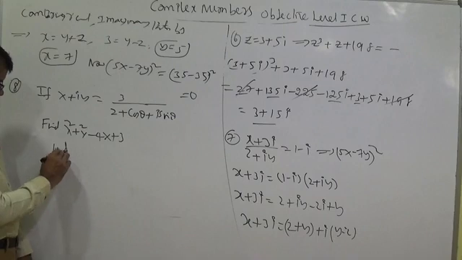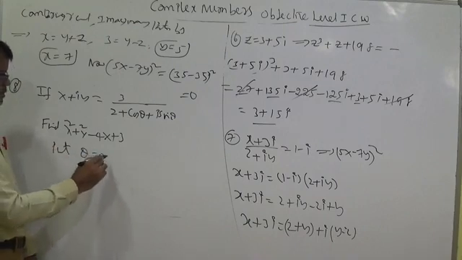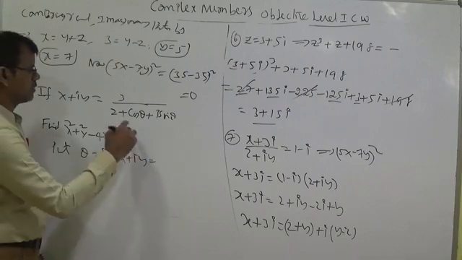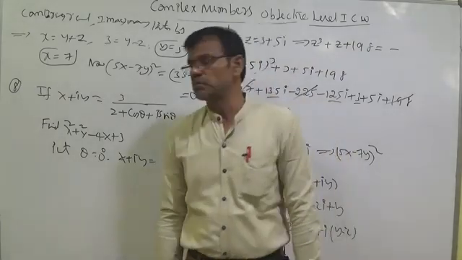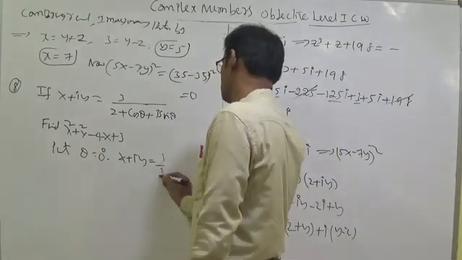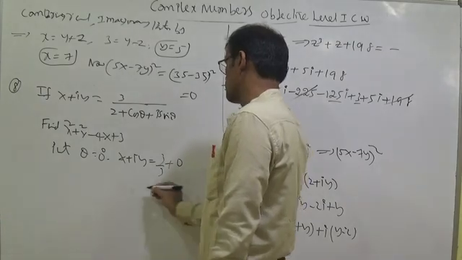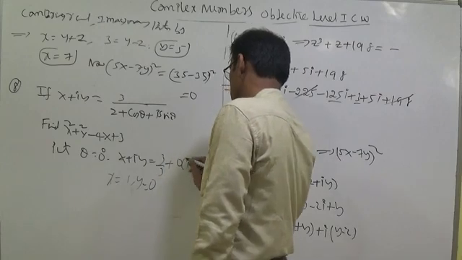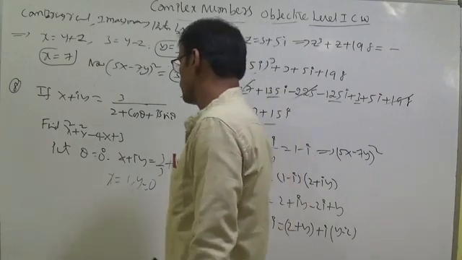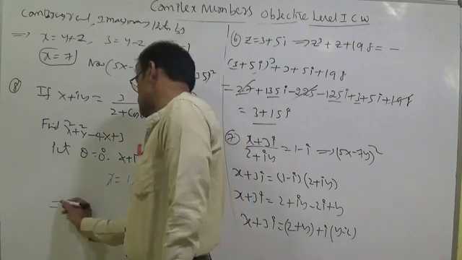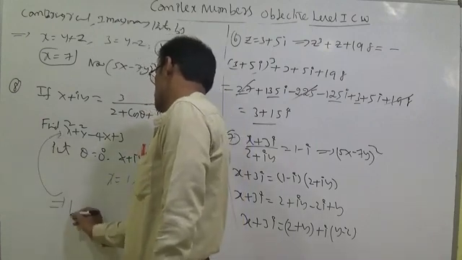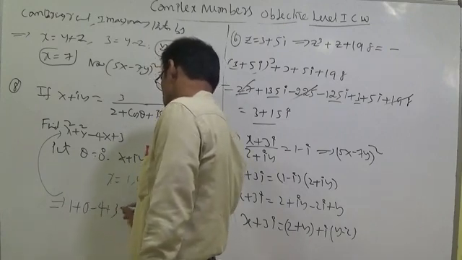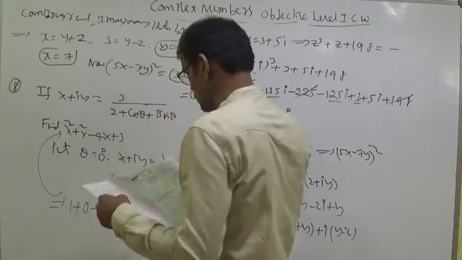Put theta is equal to 0 degrees. You can understand here x plus iy is equal to 3 by (2 plus cos 0 plus i sin 0), becomes 3 by (2 plus 1), so 3 by 3 plus 0, you can write. Therefore x is equal to 1, y is equal to 0. I mean, this is 0 into i concept. So whenever x is equal to 1 and y is equal to 0, substitute the x and y values here. It becomes 1 plus 0 minus 4 plus 3. So 4 minus 4 becomes 0, that is the answer.